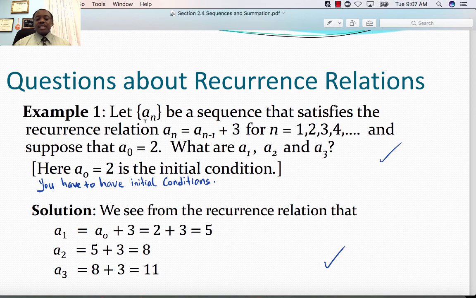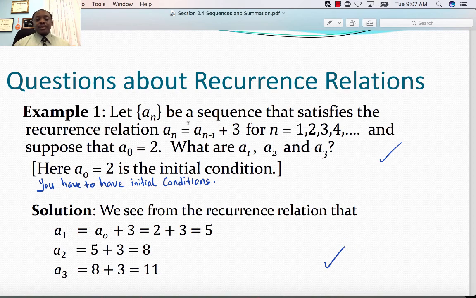a_n is our sequence, but the term in n is defined as a_n equals a_(n-1) plus 3. n goes from 1, 2, 3, 4, and then there is an initial condition, a_0 equals 2. Without the initial condition, there's not much you can do. You need an initial condition. So realize that a_n is defined in terms of a previous term, a_(n-1). So this is a recurrence sequence or a recurrence relation, and it must always have an initial condition.